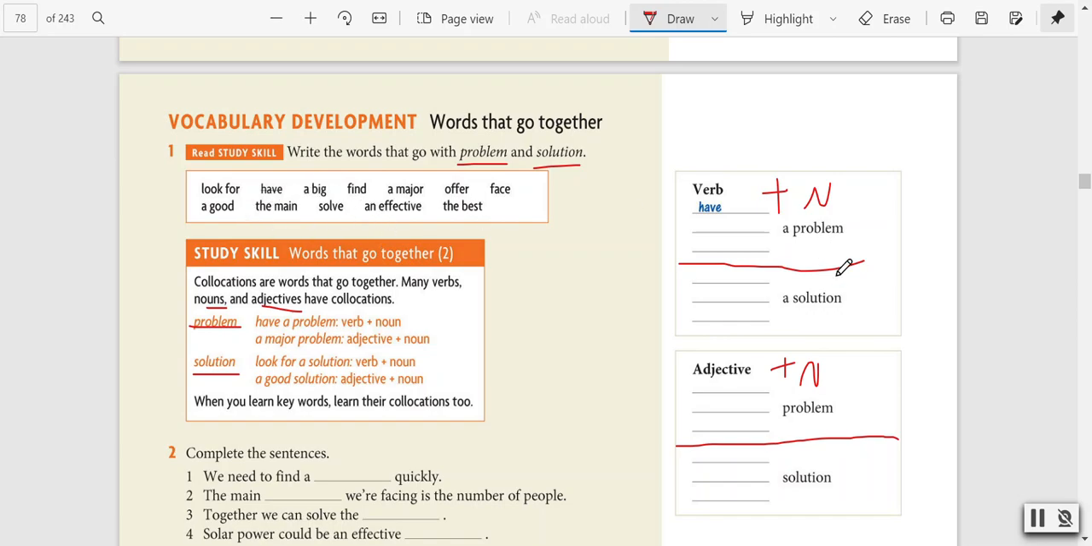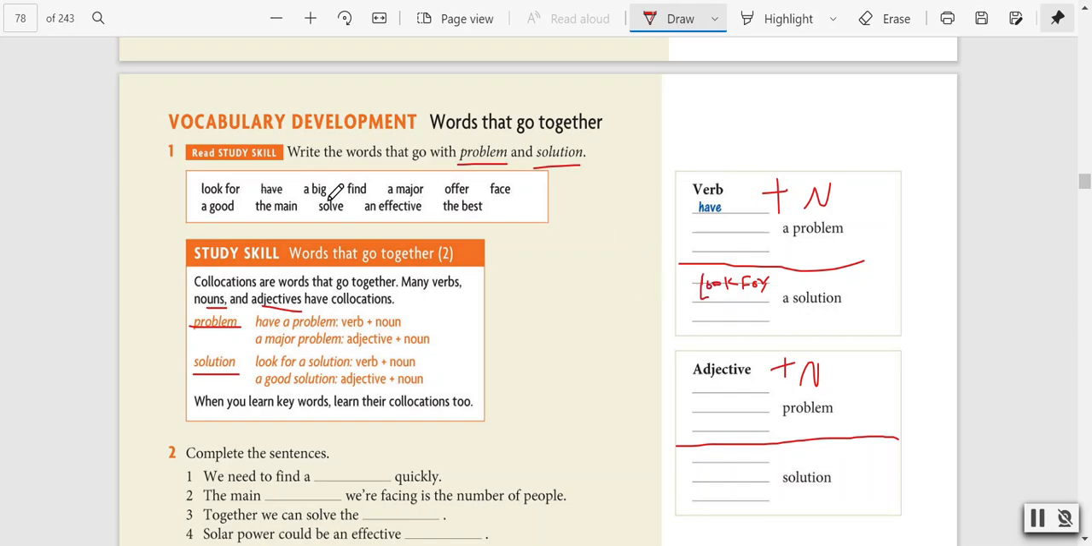In here, okay, let's separate them for verb plus noun and adjective plus noun for problem and solution. Look for. Okay, what should we do? How can we use look for? We can use look for as we have in this: look for a solution. Look for, it's a verb. We must write down in here: look for. And the other one, have, we used it in here: have a problem. Look for a solution.